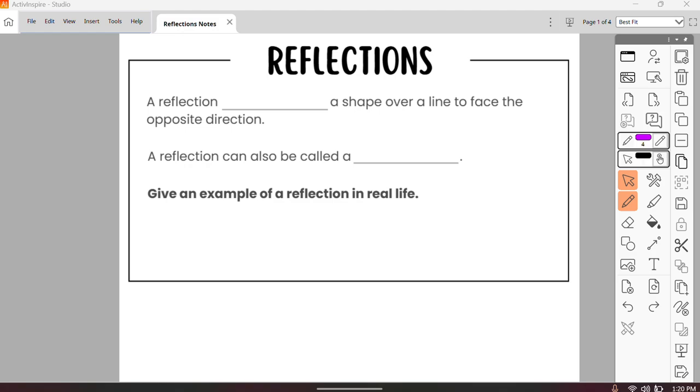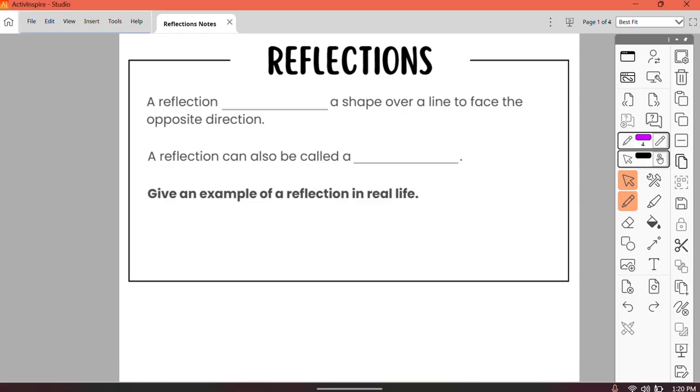Hey everybody, in today's video we are going to dive into reflections, which if you remember are a specific kind of transformation. So in a reflection, we've talked about this before if you've watched any of our other videos, a reflection flips a shape over a line to face the opposite direction. And you can sometimes just call it a flip, or you might hear other people just call it a flip.